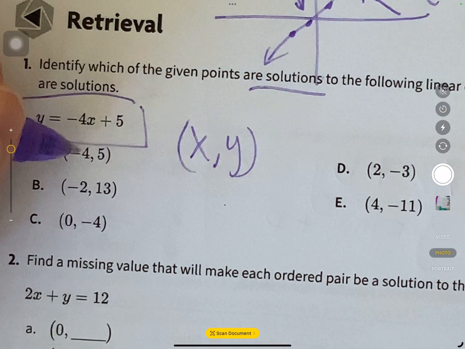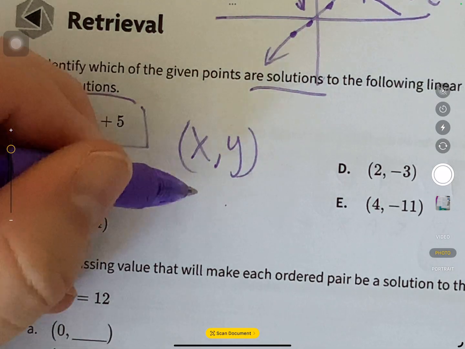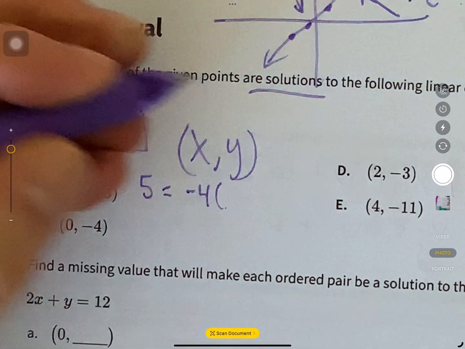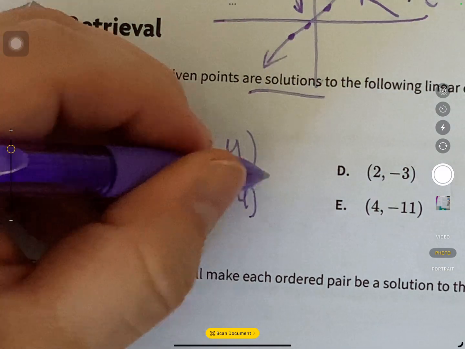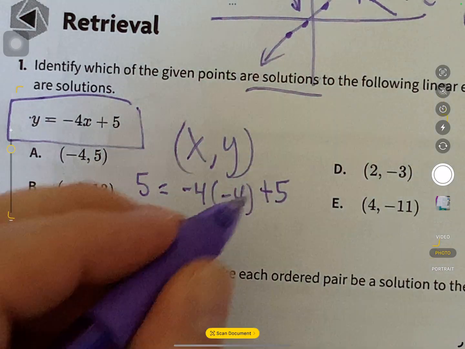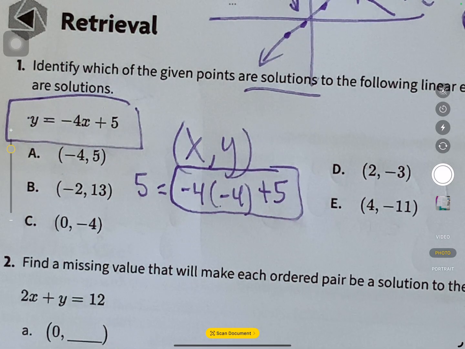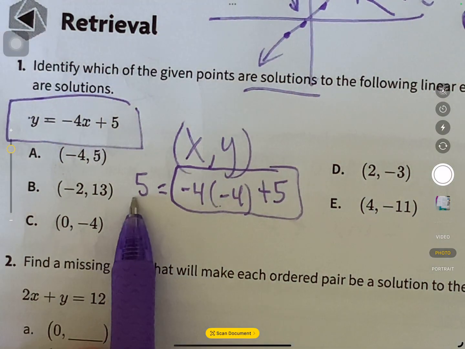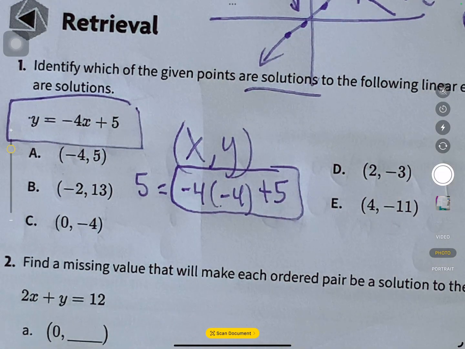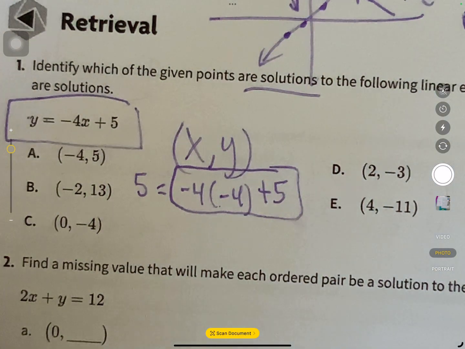So let's do one. 5 = -4 times (-4) + 5. See how I took 5 and put it right here? They're both negative 4. That's crazy. So that's the first problem. Now, for those out there that want to solve this, take this right here and throw it in your calculator. If the answer is not 5, then this is not on that line. Yes or no. Type it in.